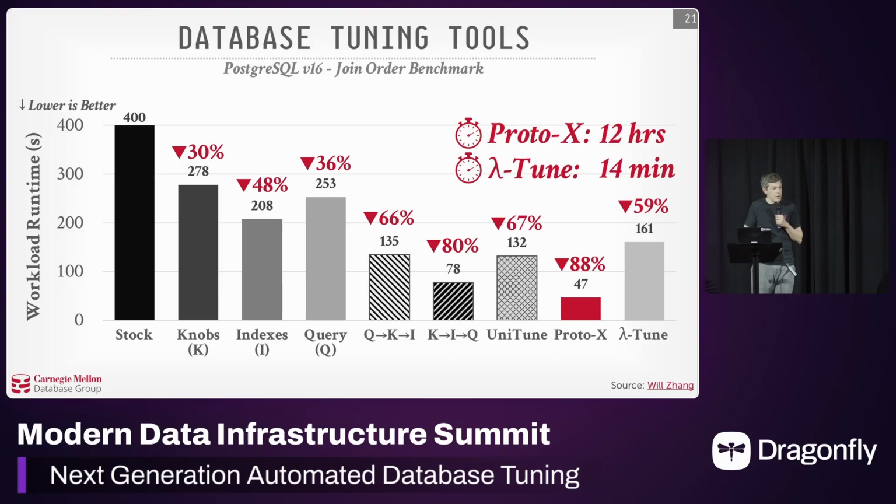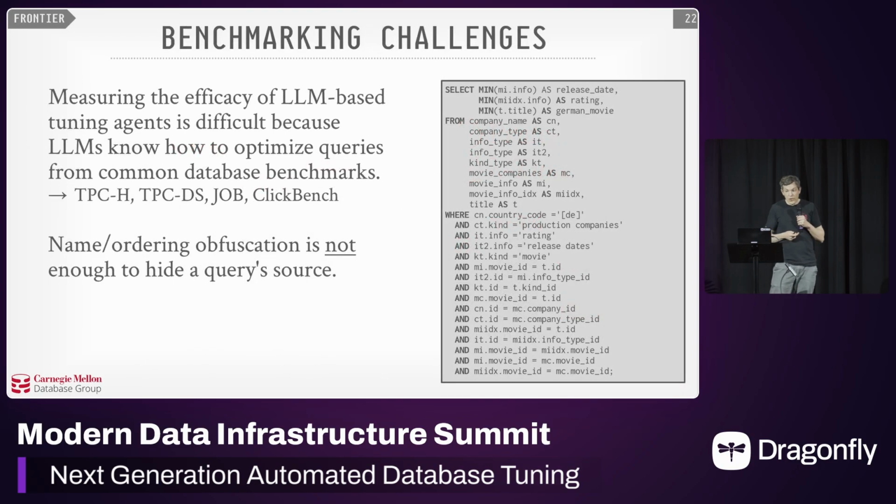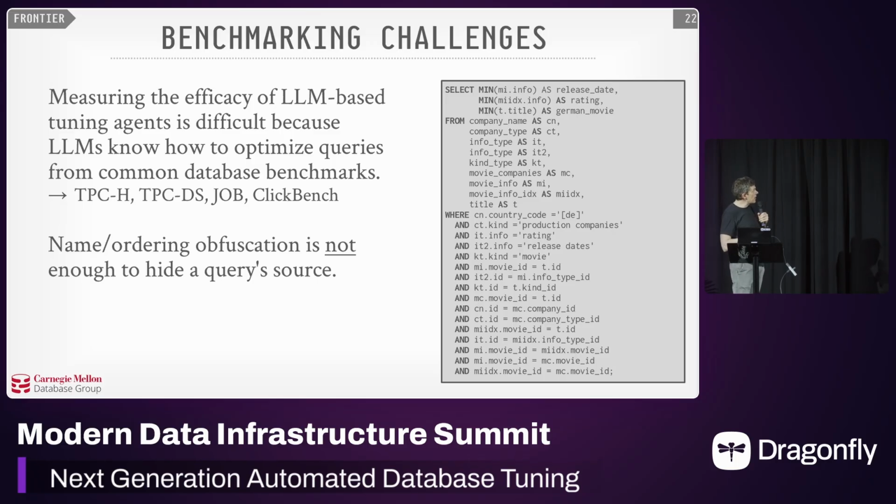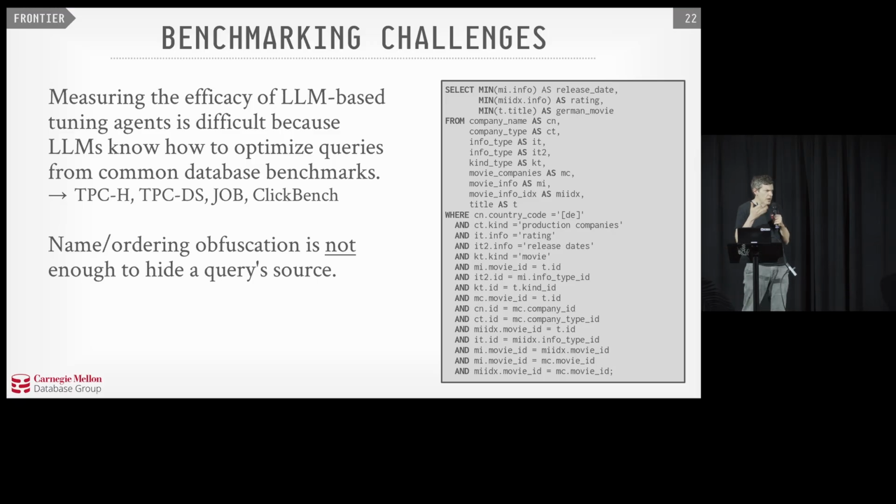All right, so how can we get past that? If you try to obfuscate the query, basically change the table names, change some aspect of the query for any of these well-known benchmarks, it turns out the models can still identify what benchmark it actually is. So this is the query from the Join Order Benchmark, right? It's based on IMDb, the Internet Movie Database, so it has well-known table names, well-known patterns in the queries.